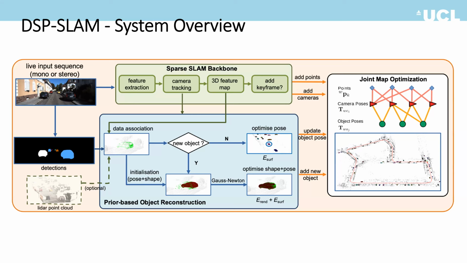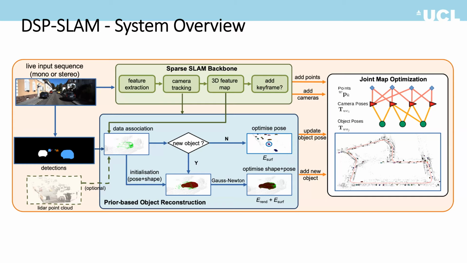And the good thing with this backend is that all the object poses can be refined, and also once we are able to detect any loops, it is able to close that loop, which I will show you later. It looks quite cool.